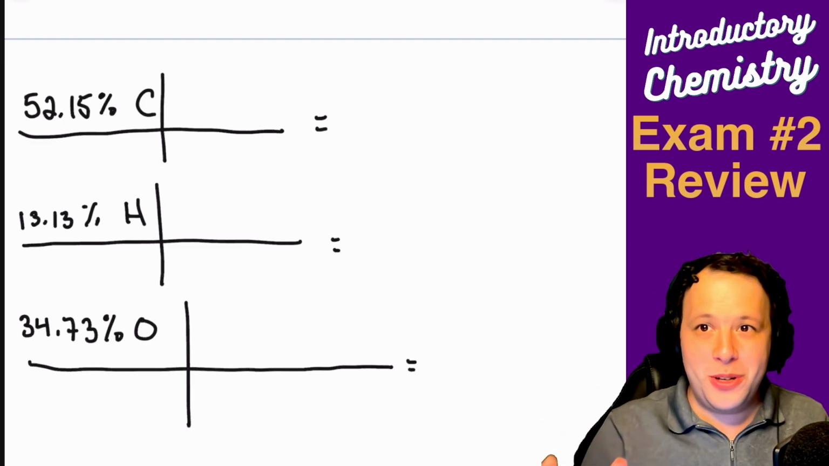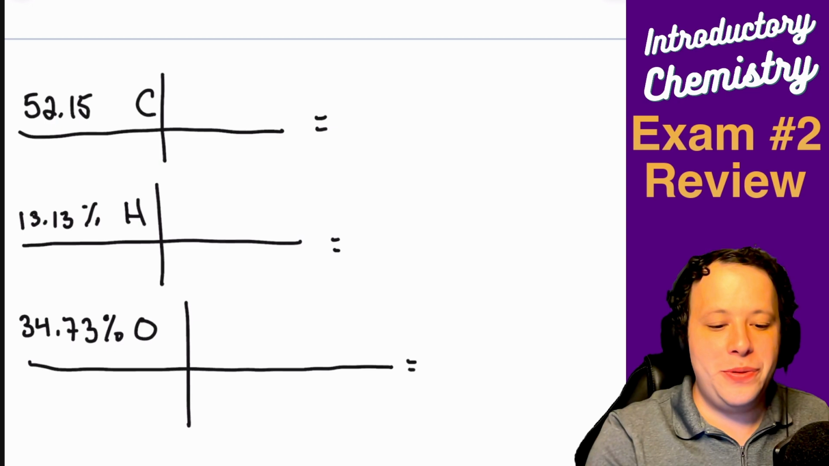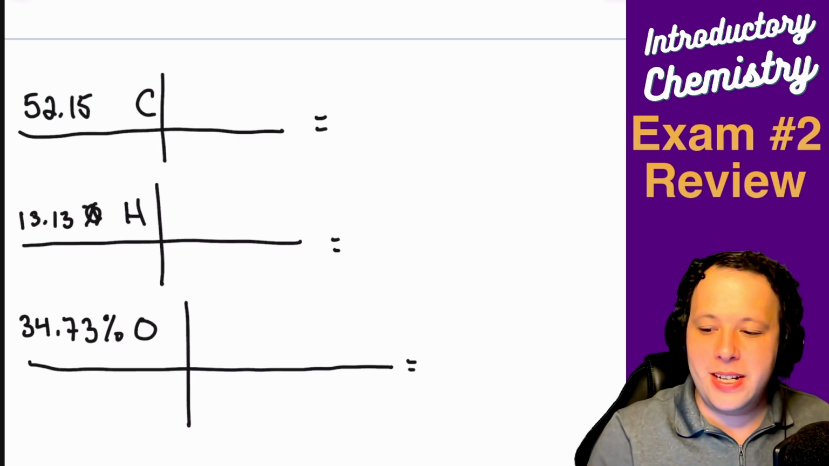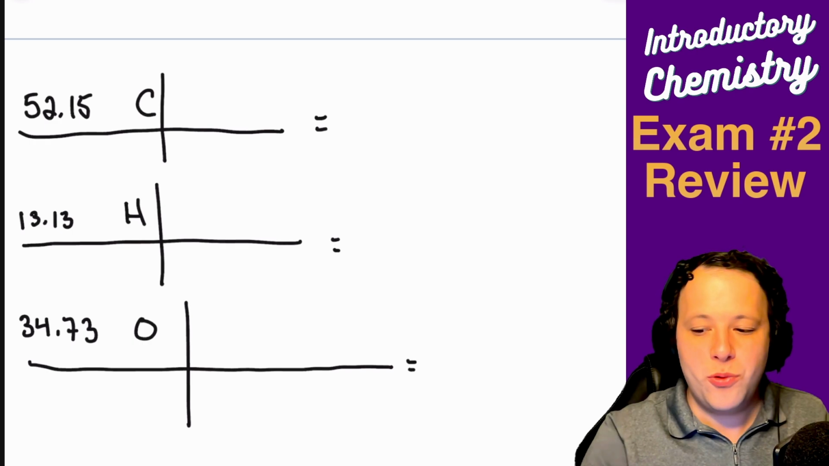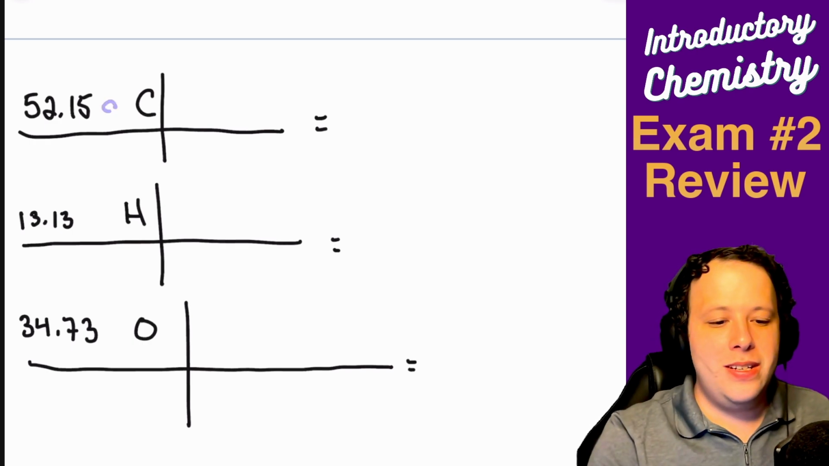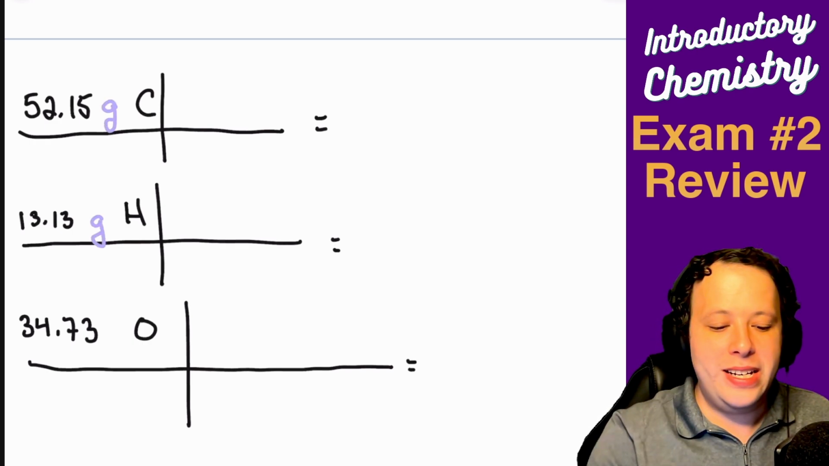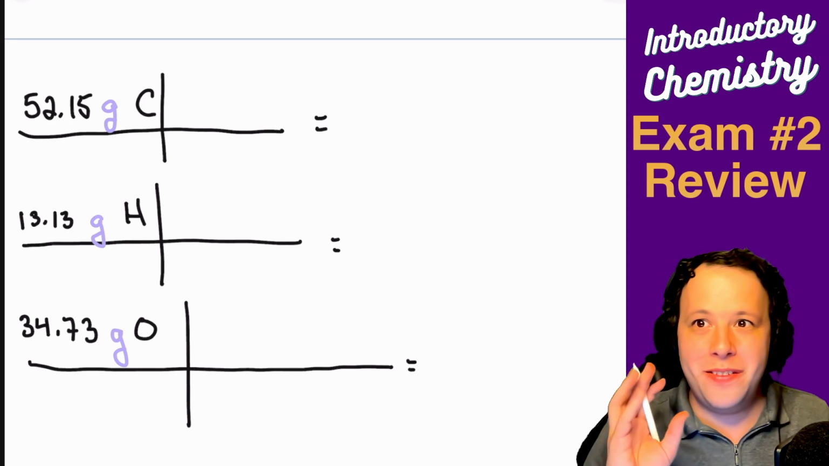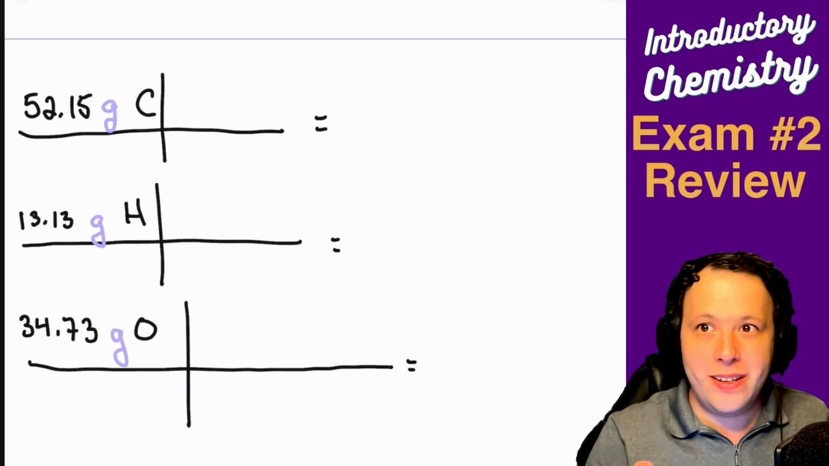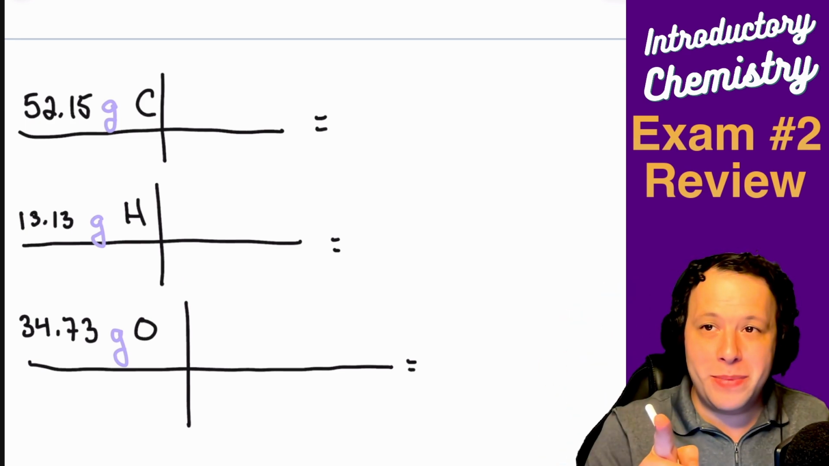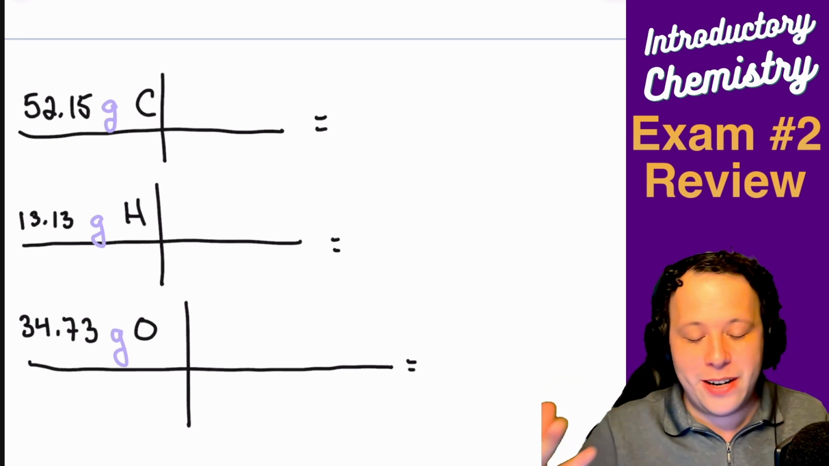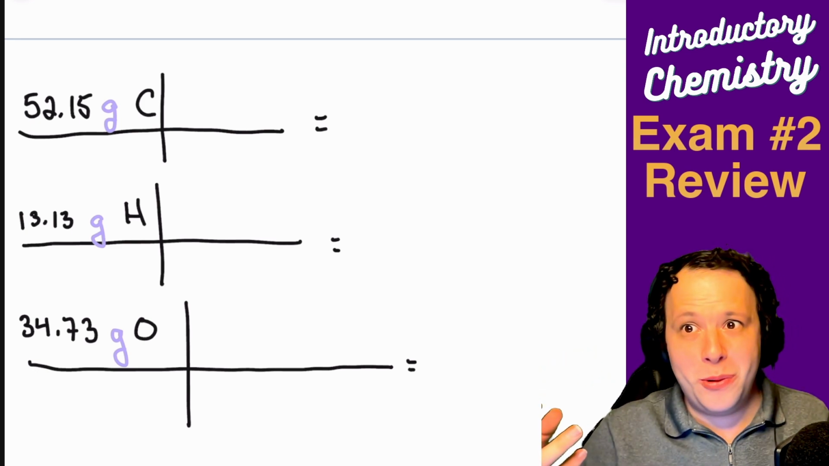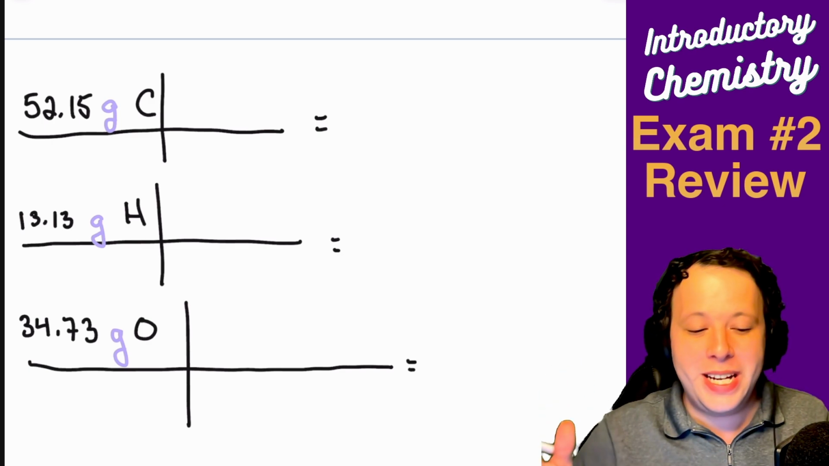So every percent, the way that you can actually write it is as grams. The way you can reason that you can do that is that we're making an assumption that you have that many grams of each element in a 100-gram sample, right? So when you add all these up, it's out of 100, is the whole idea, being that it is a percent. So we're making an assumption.